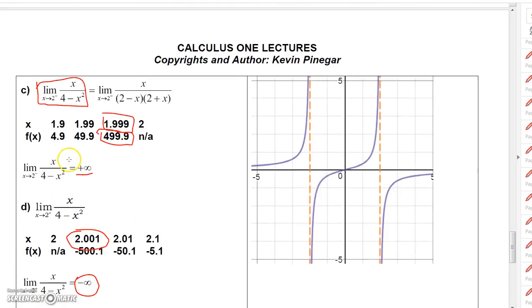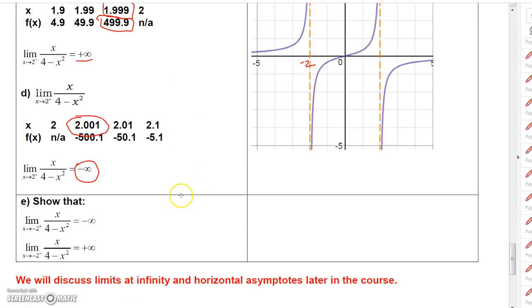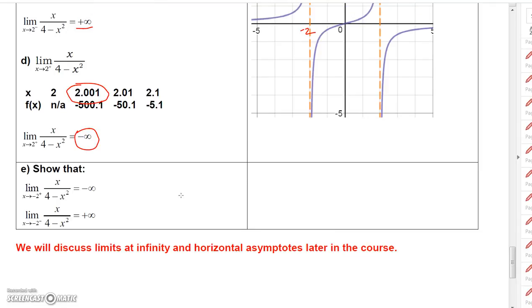And then actually this one has 2 vertical asymptotes. I found the limits as x approaches 2 from the left and right. You can actually find the limit as x approaches negative 2 from the left and the right. And this picture should give you a clue of what the answers should be. And so you can evaluate those.